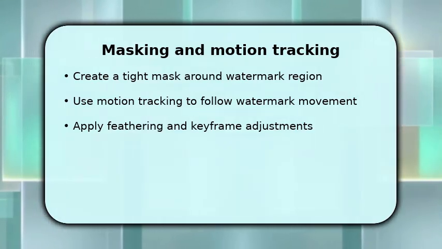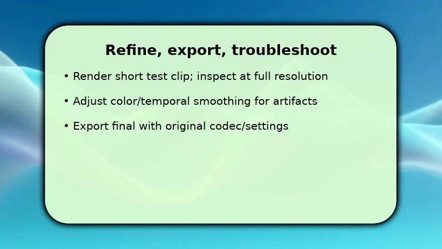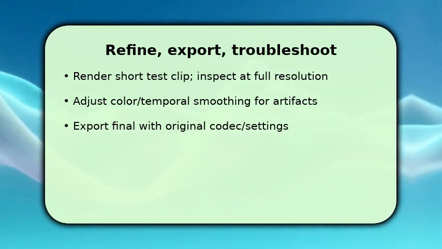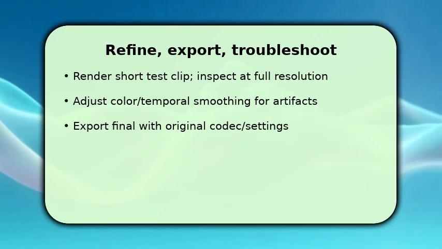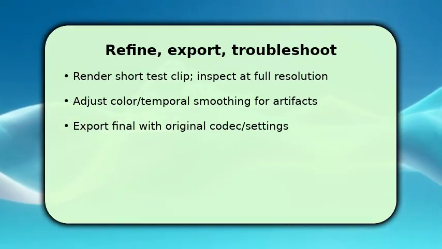You finish by rendering a test segment at full resolution to catch artifacts like ghosting or color shifts. If you see issues, refine mask feather, adjust temporal smoothing, or swap source patches until motion looks natural. Once satisfied, render the entire timeline using the original codec and frame rate to preserve quality.